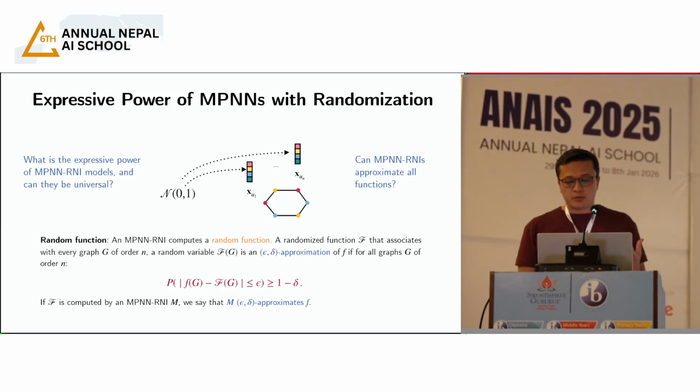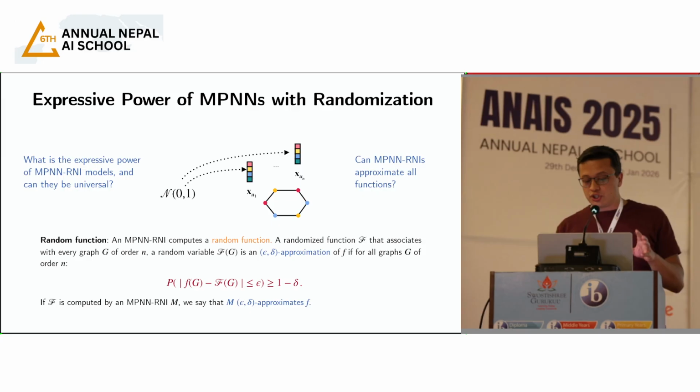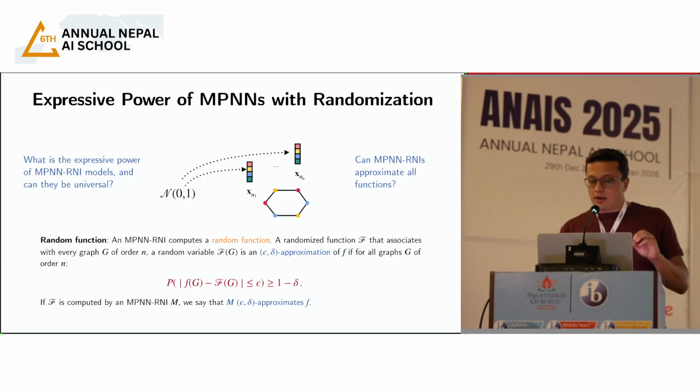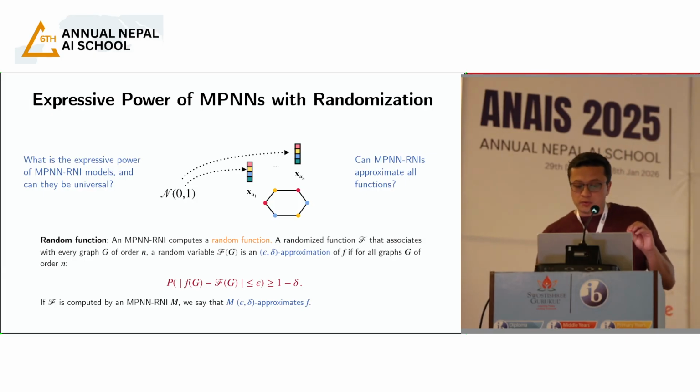Let's say we are given a randomized function F that associates with every graph G of order n a random variable, F of G. It is an epsilon delta approximation of the original function f if, for all graphs G of order n, the statement holds.